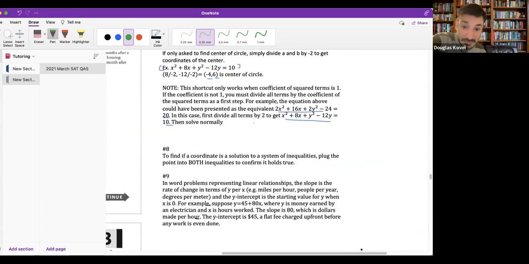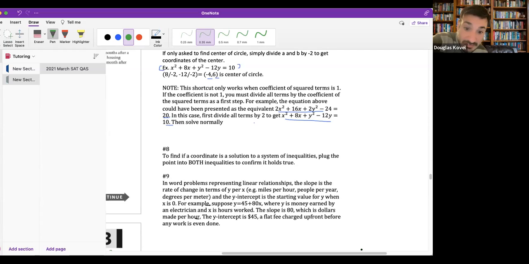And then the y-intercept you could think of as a starting value for y whenever x is 0. And again, remember, y and x represent two real quantities. So in the miles per hour example, y would be miles and x would be hours. So to give you a model equation, suppose you were given the formula y is equal to 45 plus 80x, where y is the money earned by an electrician and x is the number of hours worked. In this case, I see that the slope is 80. And remember, slope is rate of change, or y per x. So that would mean that's what the electrician earns in dollars per hour.